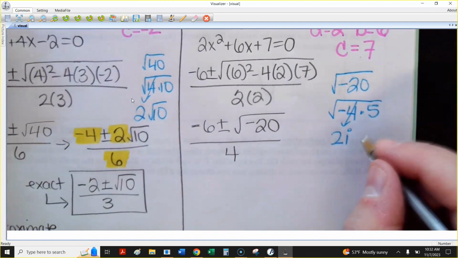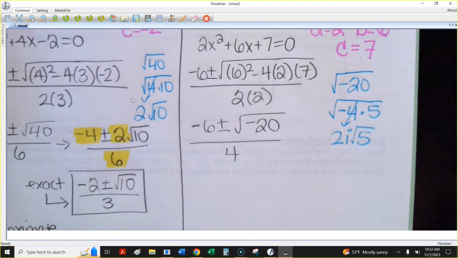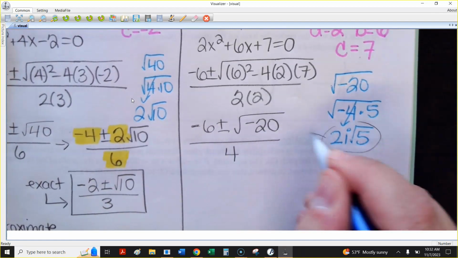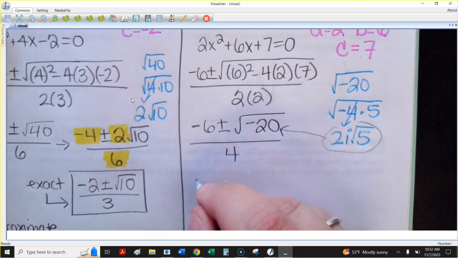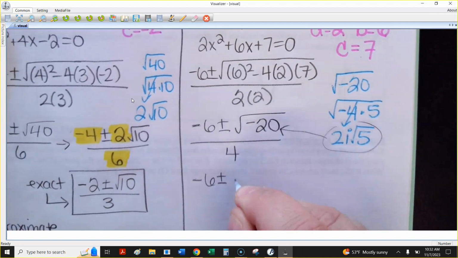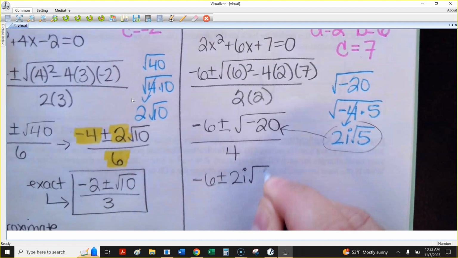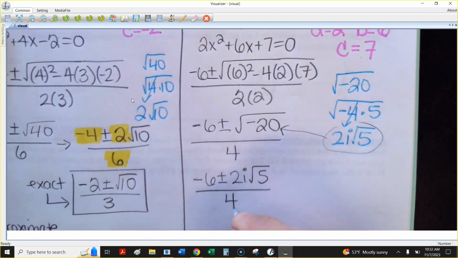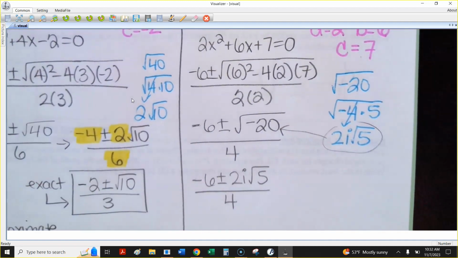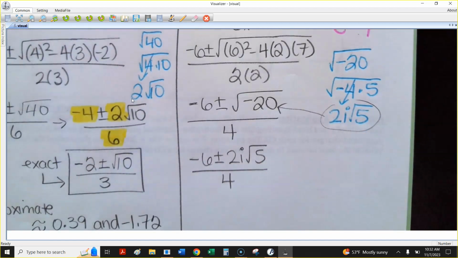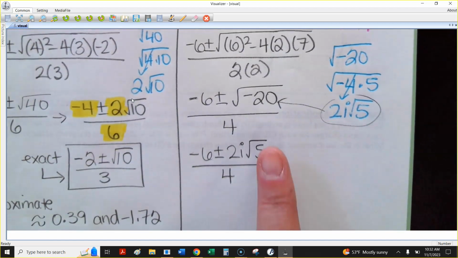And then this 5 would still be under the square root. So I'm just going to go back over and replace this here. So we'd have negative 6 plus or minus 2i radical 5, everybody over 4. All right, and I tried to do these just so you guys could see. Not every question is like this, but very similar to the last one I just did.